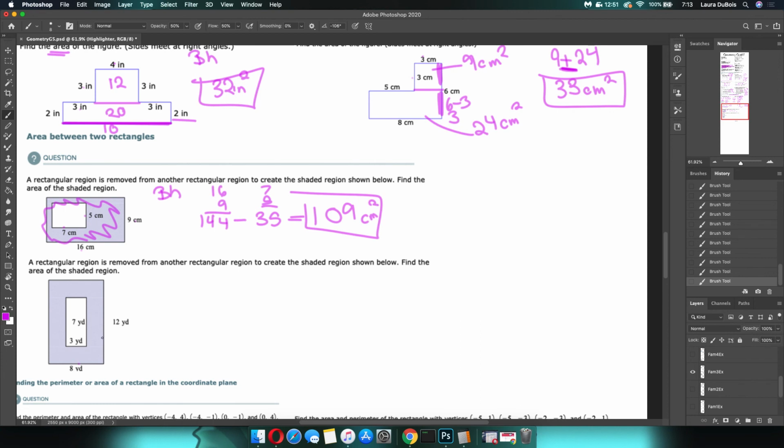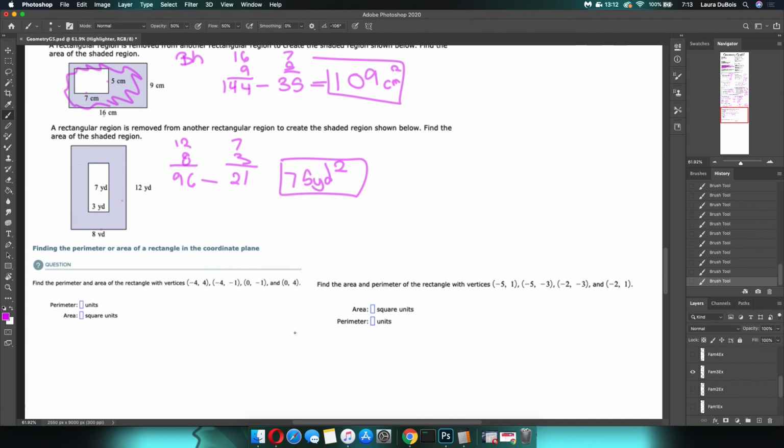Next up, base times height. So 12 times 8 is going to be 96. And then 7 times 3 is going to be 21. And then we're going to subtract. 96 minus 21 is 75 yards squared. So this one actually doesn't look that bad.